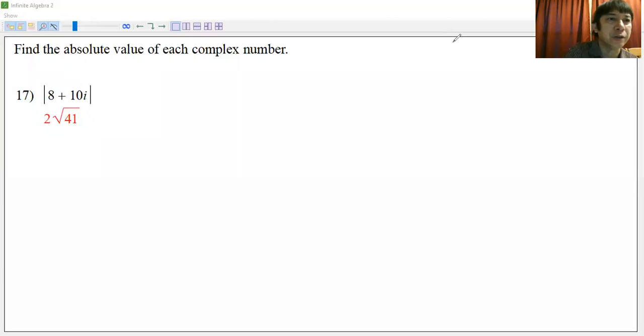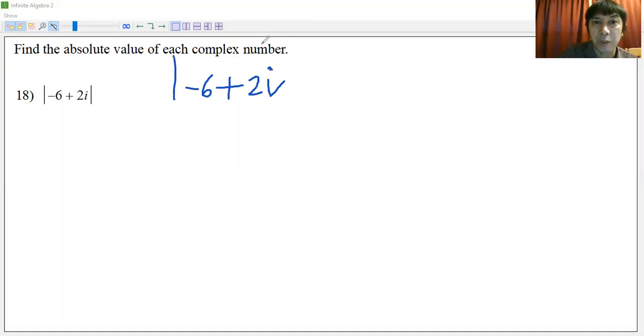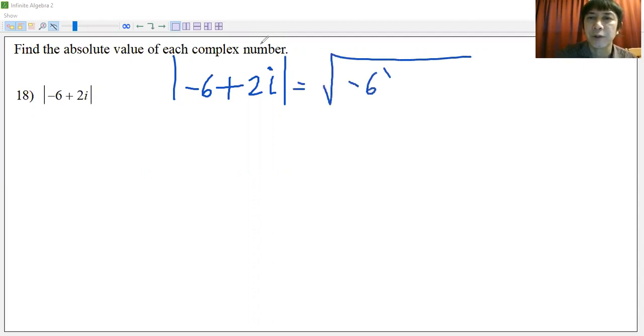Let's have number 18. All right, here's number 18. Find the absolute value of negative 6 plus 2i. There. Okay. So negative 6 plus 2i, we will get the real number negative 6, and we're going to square that. We will get the 2, the coefficient of the imaginary number i. And here we have 6 and 2.